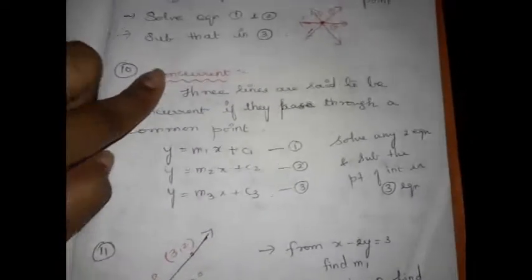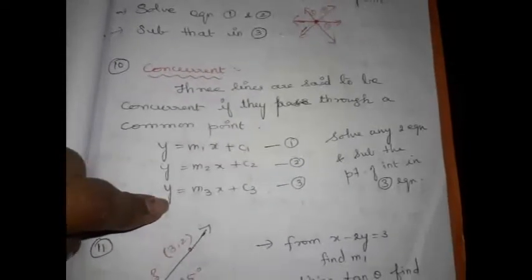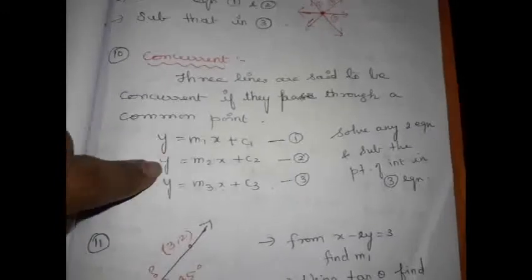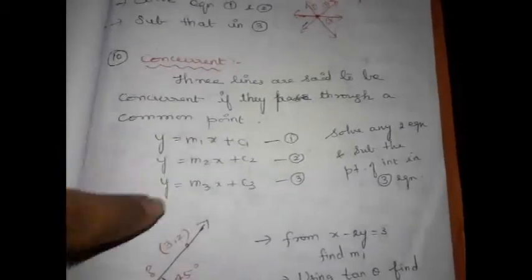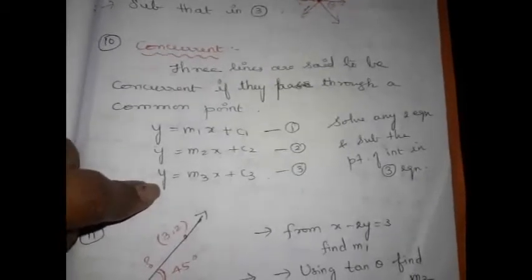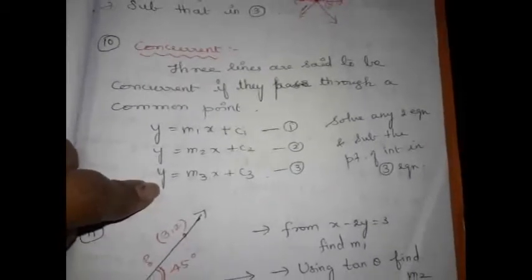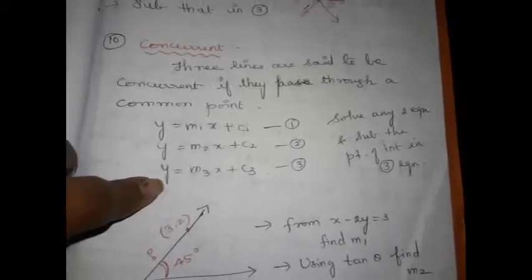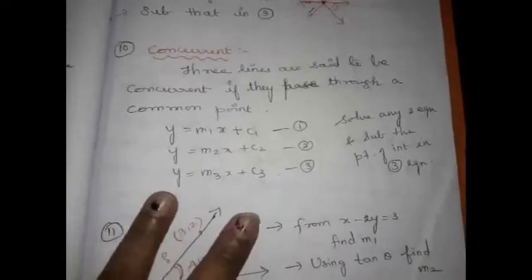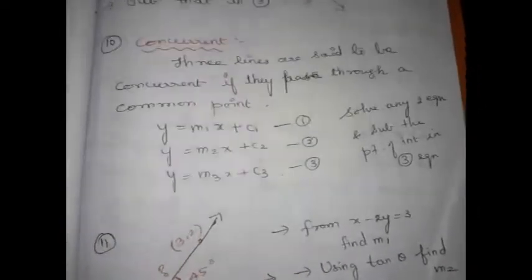Since it is concurrent, the point of intersection should lie on the third line. That is the logic behind it. So first find the x and y value, substitute it in the third equation because it should satisfy it, since that point lies on the third line, right? So after substitution, rearrange the terms, you will get the required equation.